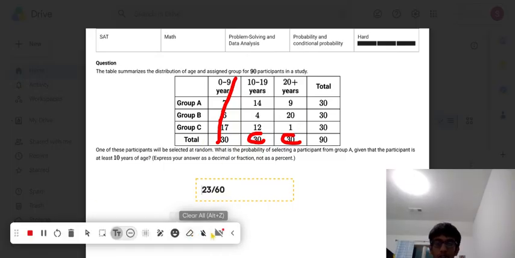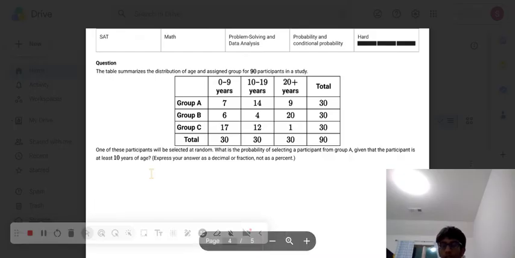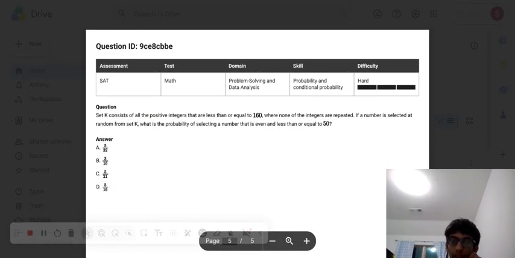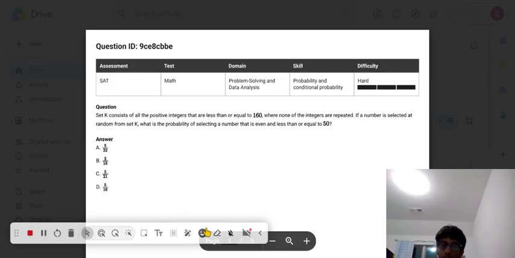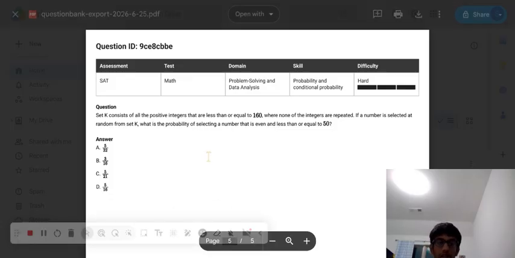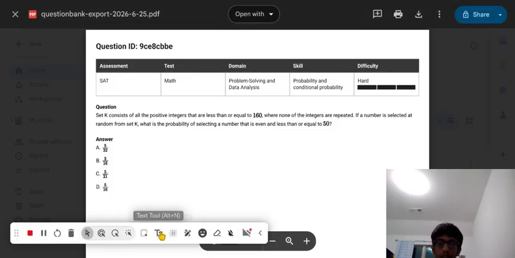Okay, moving on to our last question. It states that set K contains all the positive integers that are less than or equal to 160, where none of the integers are repeated. If a number is selected at random from set K, what is the probability of selecting a number that is even or less than or equal to 50? Okay, so how do we approach this problem? Well, we know that the first 50 integers are going to be a possibility.